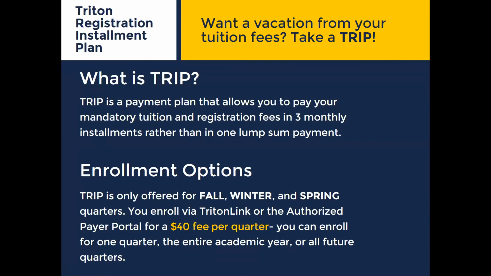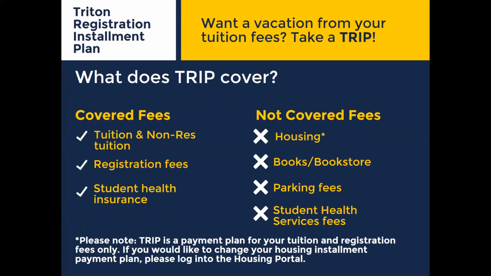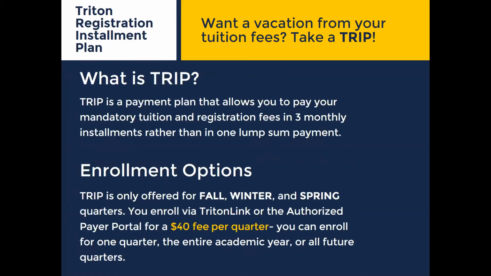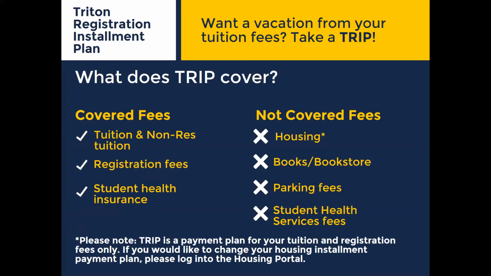Please note that being enrolled in a monthly housing installment plan does not impact your ability to enroll in TRIP with our office. It's important to note that TRIP is only available for fall, winter, and spring quarters. You cannot enroll in TRIP during summer session. You can enroll via Triton Link or the Authorized Payer portal. Usually, you can enroll in TRIP about a month before the first due date of the quarter. For each quarter's specific date, please refer to the TRIP page on our website. In summary, TRIP only covers tuition, non-residential tuition, registration fees, and student health insurance.